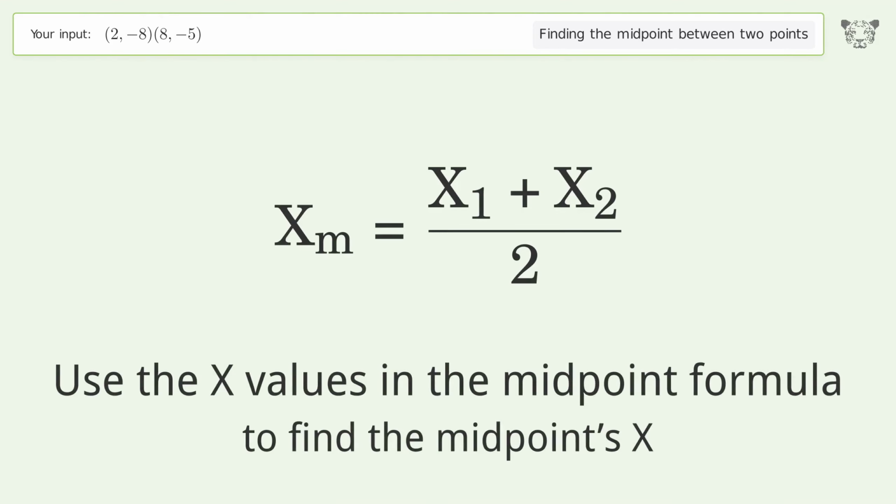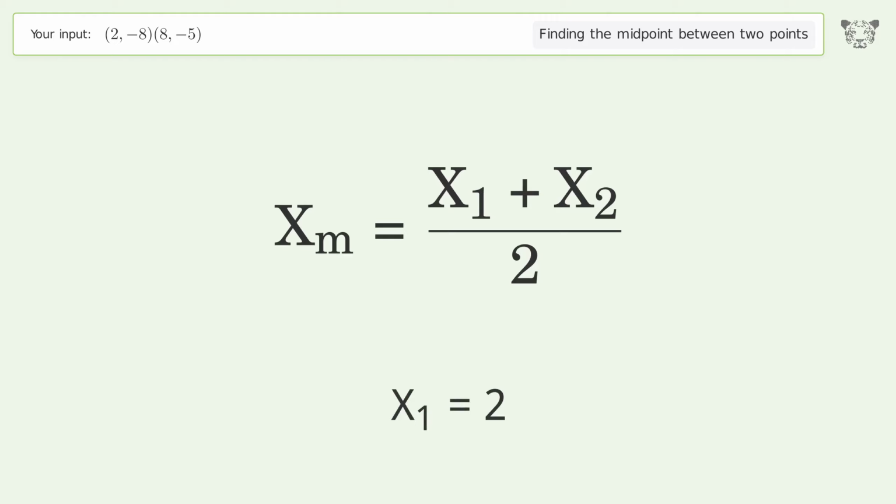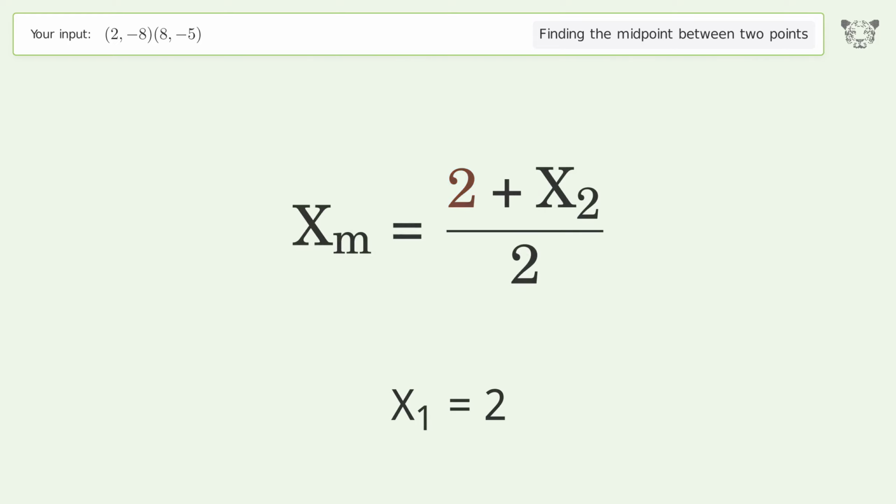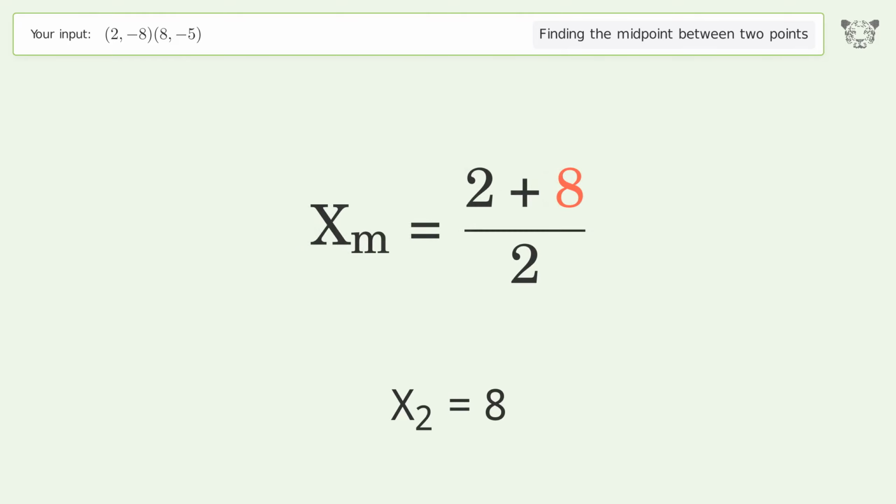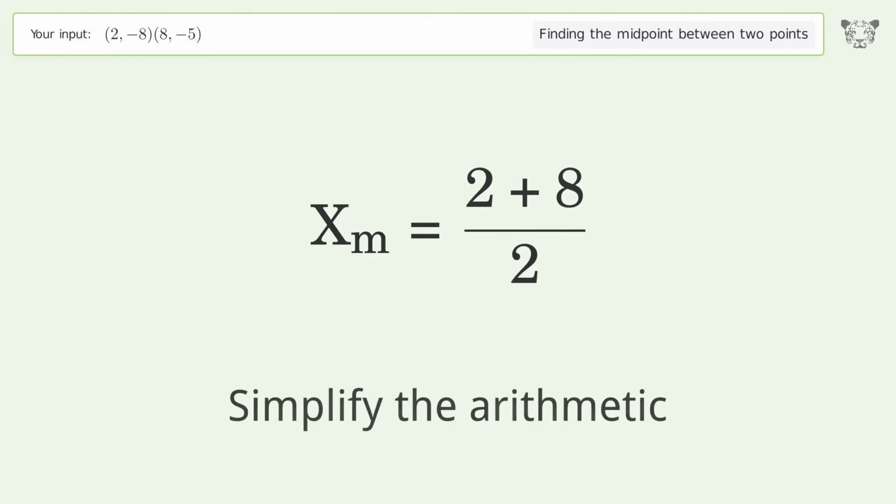Use the x values in the midpoint formula to find the midpoint's x. x1 equals 2. x2 equals 8. Simplify the arithmetic.